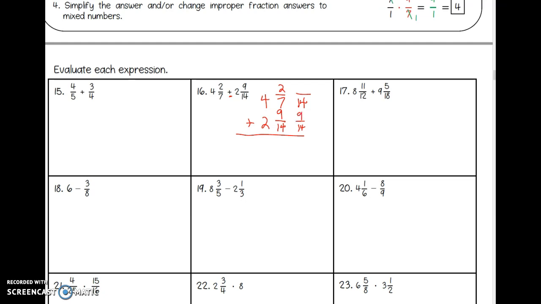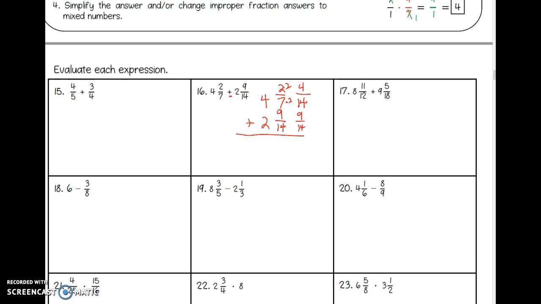And now I say, 7 times what number is 14? 2. So times 2 on the bottom means I have times 2 on the top. So now I have 4/14 plus 9/14. When I add fractions and they have common denominators, what am I going to add? The top. Just the tops.